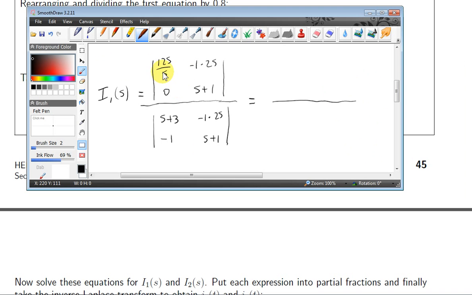We multiply 125 over s by s plus 1. And we subtract minus 1.25 times 0. Well, that's 0. Here we have s plus 3 by s plus 1. That's s squared plus s plus 3s. It's s squared plus 4s plus 3, minus 1 times minus 1.25. Well, that's going to give us minus 1.25.